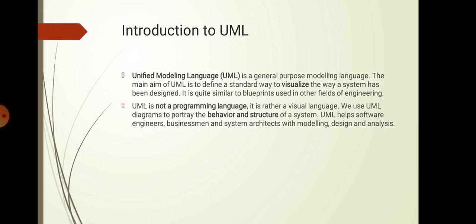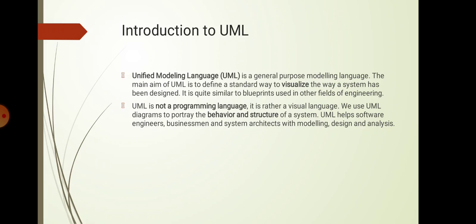The vocabulary and rules of the language, such as UML, tell you how to create and read well formed models, but they don't tell you what models you should create and when you should create them. That's the role of the software development process. Here UML is more than just a bunch of graphical symbols. Behind each symbol in the UML notation is a well defined semantics, and in this manner one developer can write a model in UML, and another developer or even another tool can interpret the model unambiguously.